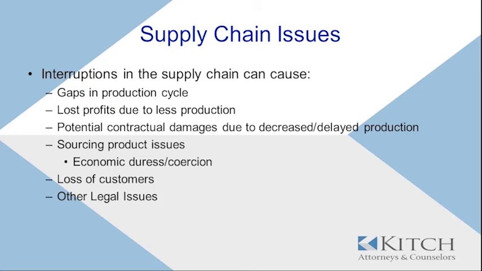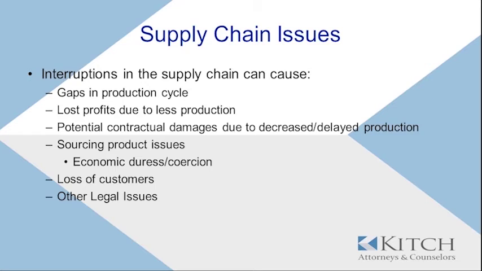I need this one specific widget to fit in my other product. I don't have my widget, I can't build my product to sell. There are also potential contractual damages due to decreased or delayed production. I, as a middleman, so to speak, in the production chain, I'm waiting on this widget from party A. As party B, I'm waiting on this widget to build what I need to do for my product so I can sell it to party C. I may be in risk of breaching my contract with party C because I'm waiting on party A.